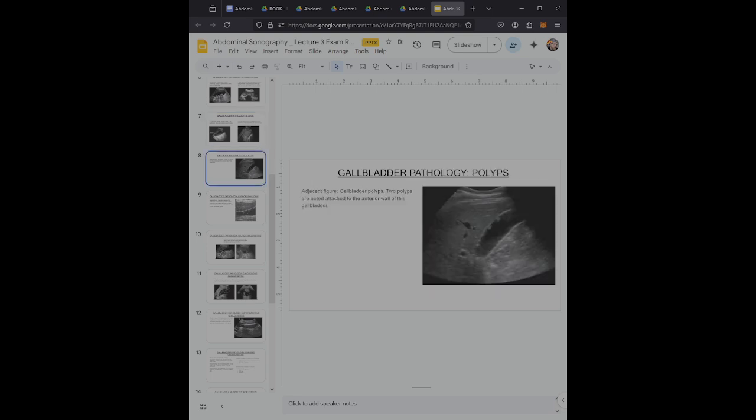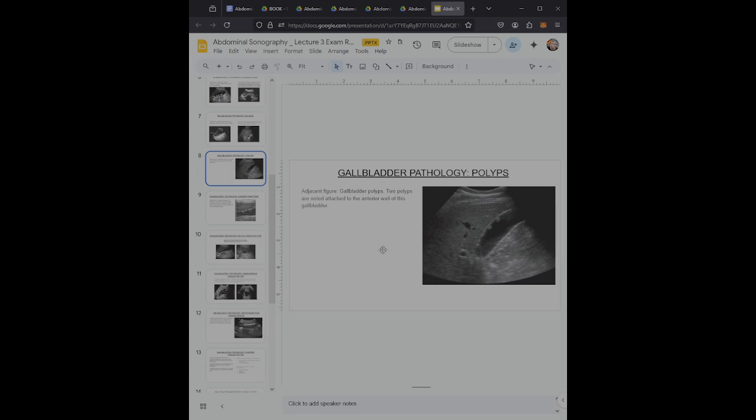Gallbladder polyps. A polyp is a projection of tissue from the gallbladder wall, and this protrudes into the lumen. We can have cholesterol polyps, and these are the most common kind, and they tend to be small, measuring less than 10 millimeters. Cholesterol polyps are usually the result of accumulation of cholesterol and triglycerides within the gallbladder wall, and this thus causes an elevation in the gallbladder mucosal layer.